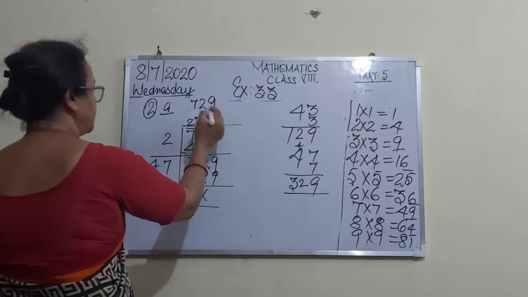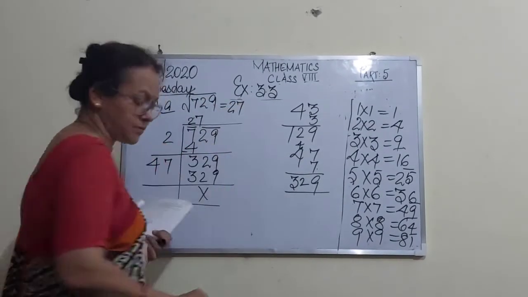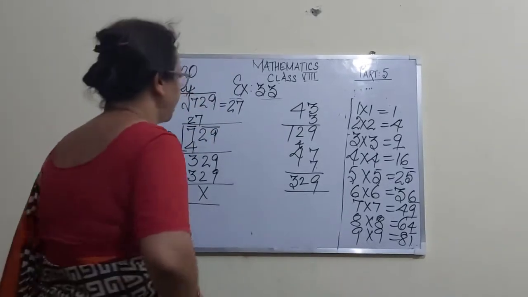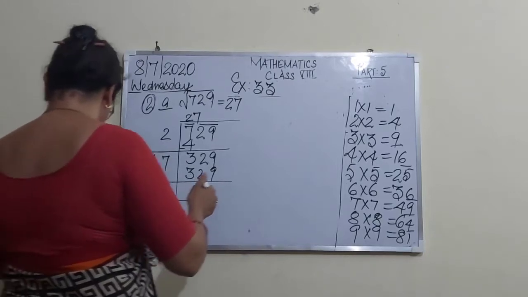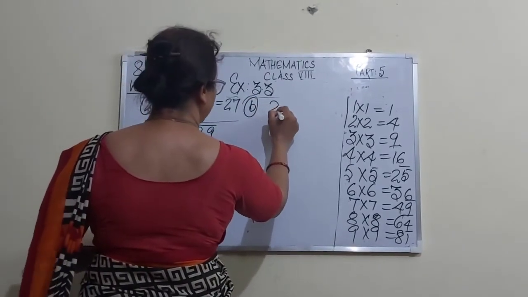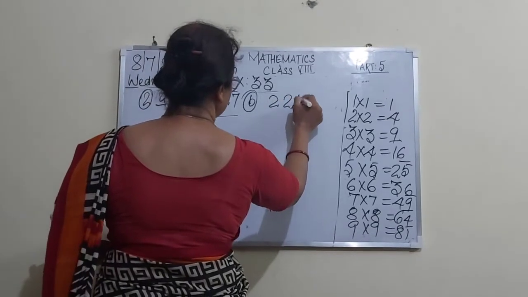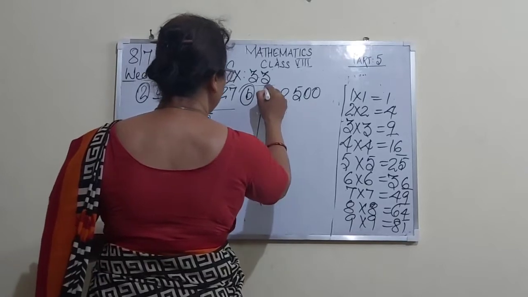The square root of 729 is 27. If you multiply 27 by 27, you will get 729. Its B part is 22,500. That's right. I'm going to find out its square root.